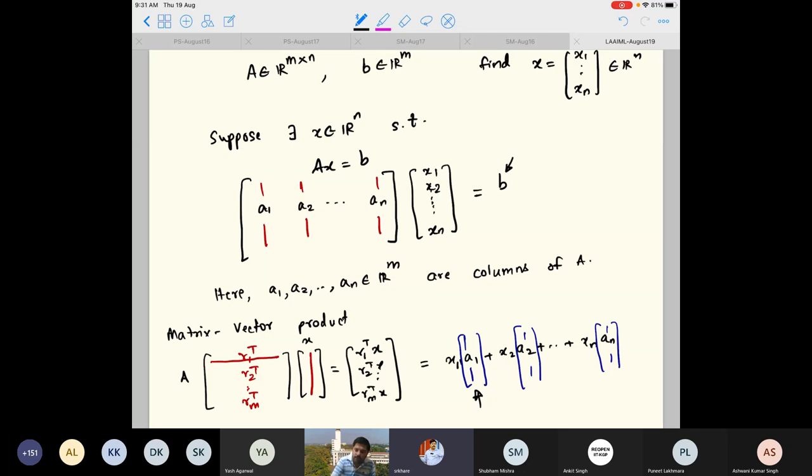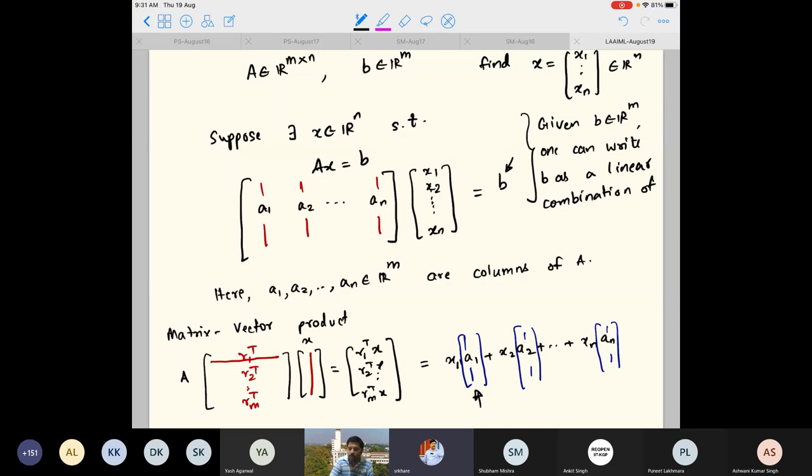So what does this mean geometrically? This means that given b in Rm, this is the b that is given to you, one can write b as a linear combination of the columns of A.